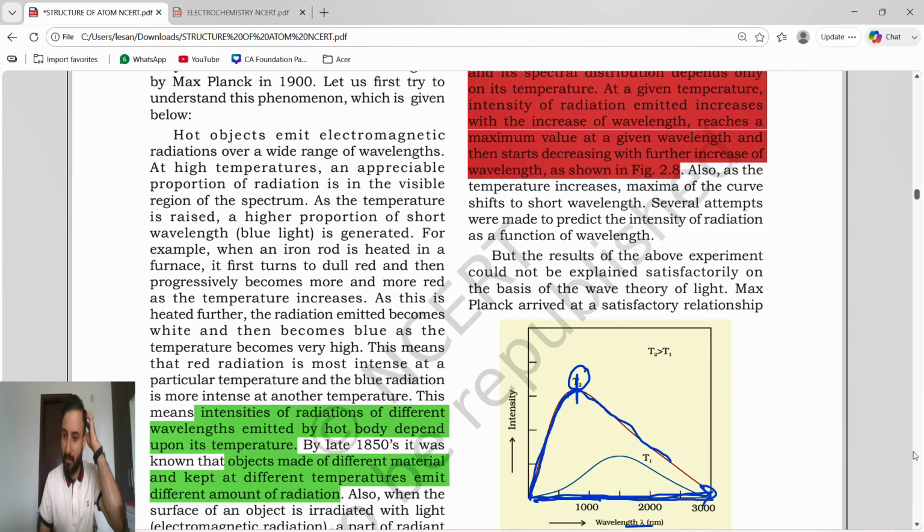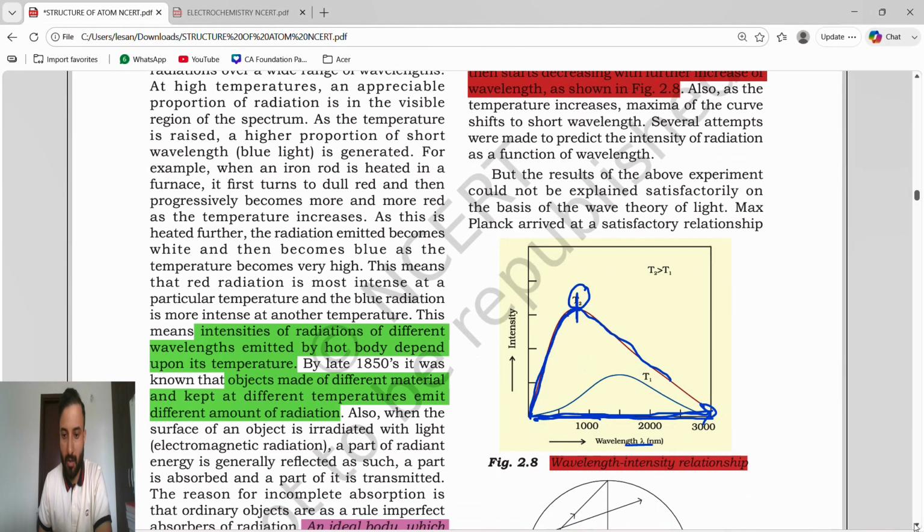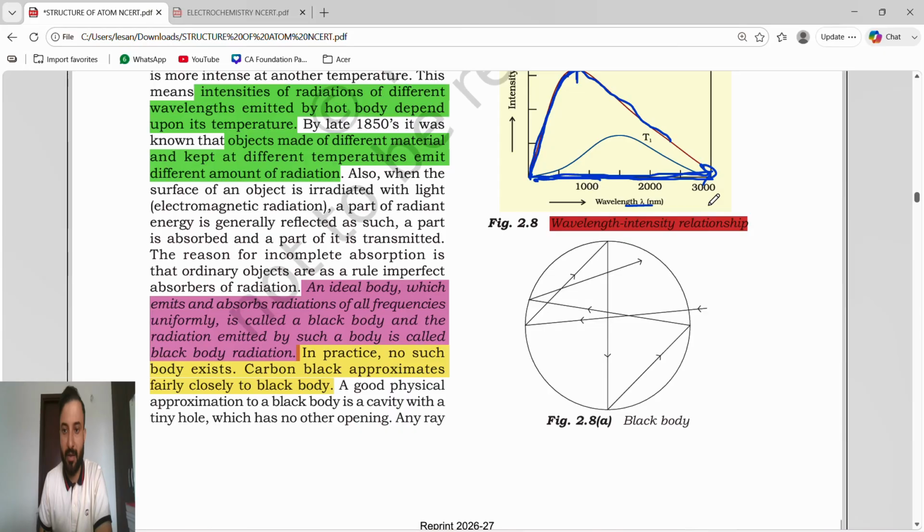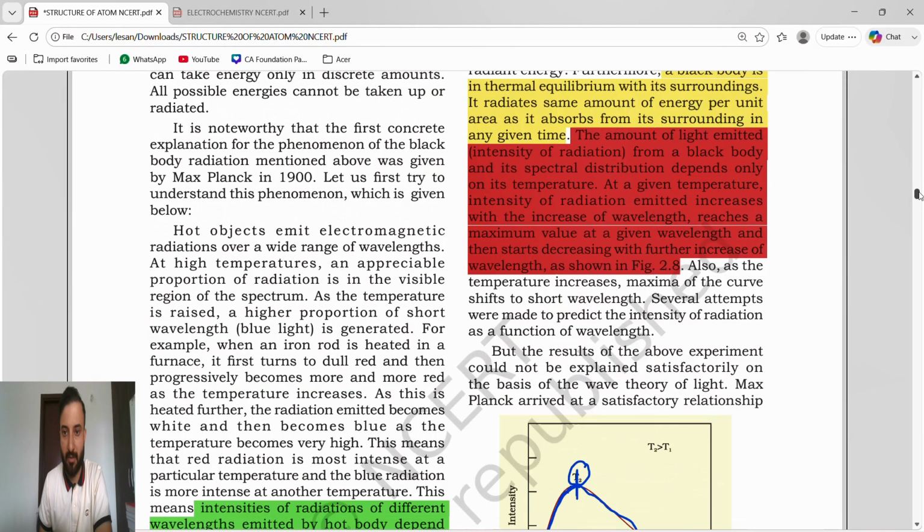Understand? This is the only thing they said. This is the wavelength intensity relationship. If they ask in the examination about the wavelength intensity relationship, keep in your mind, guys, we have to keep a given temperature. Temperature will remain constant. We are not going to change the temperature. So that's why we said at a given temperature, meaning temperature remains constant.